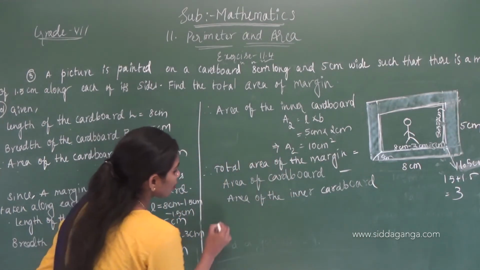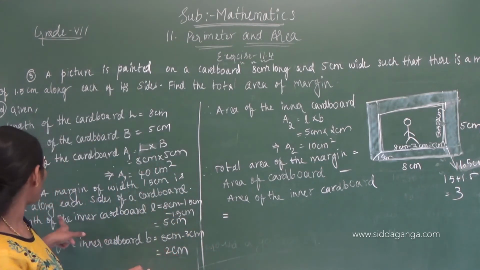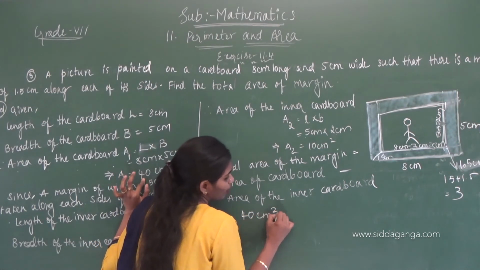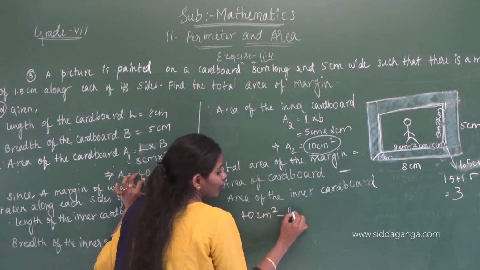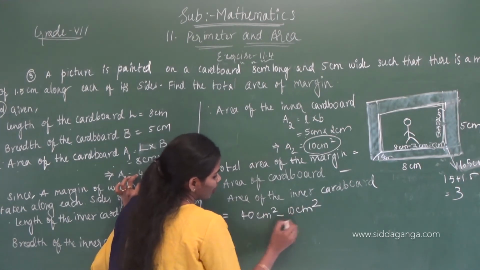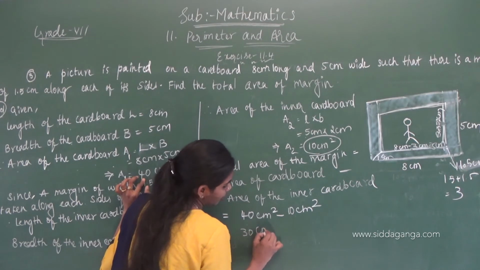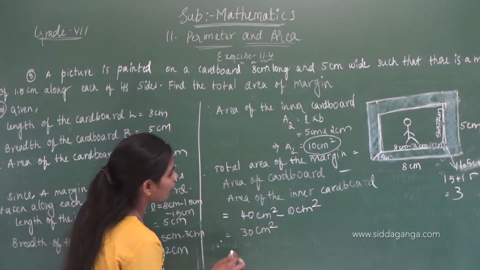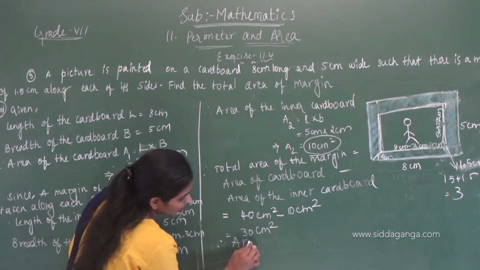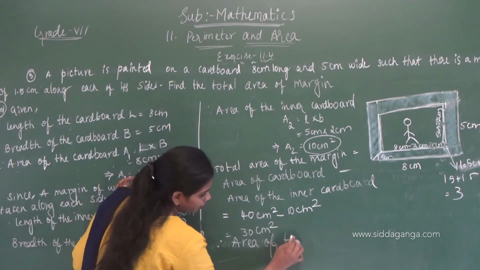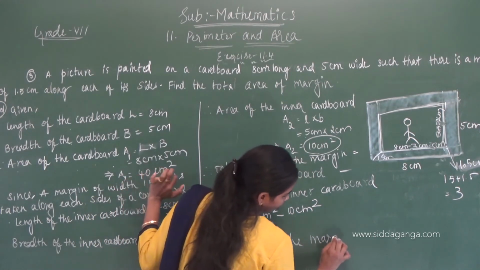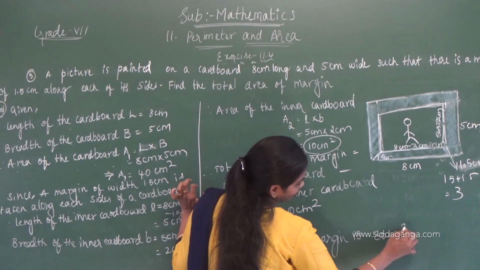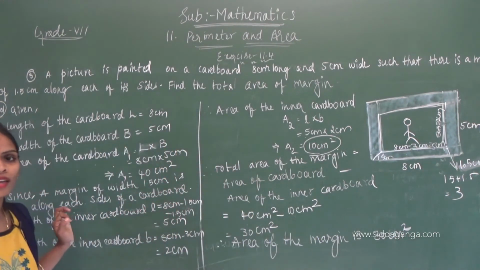Correct, children? Now what we have to do? Area of the cardboard is 40 centimeters square minus inner cardboard area 10 centimeters square. 40 minus 10, 30 centimeters. Hence, therefore, the area of the margin is 30 centimeters square.